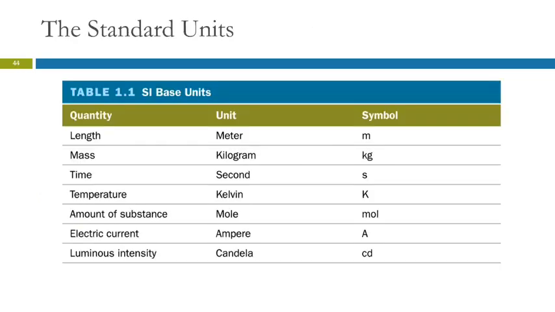These are the base units in the SI system. For length, the meter; for mass, the kilogram; time is the second, and it's the same as the second that we use. Temperature is a Kelvin. The amount of substance is measured in moles, electric current in amperes, and luminous intensity in candelas. Now those last two we're not going to get into in this class, but they are base units in the SI system.